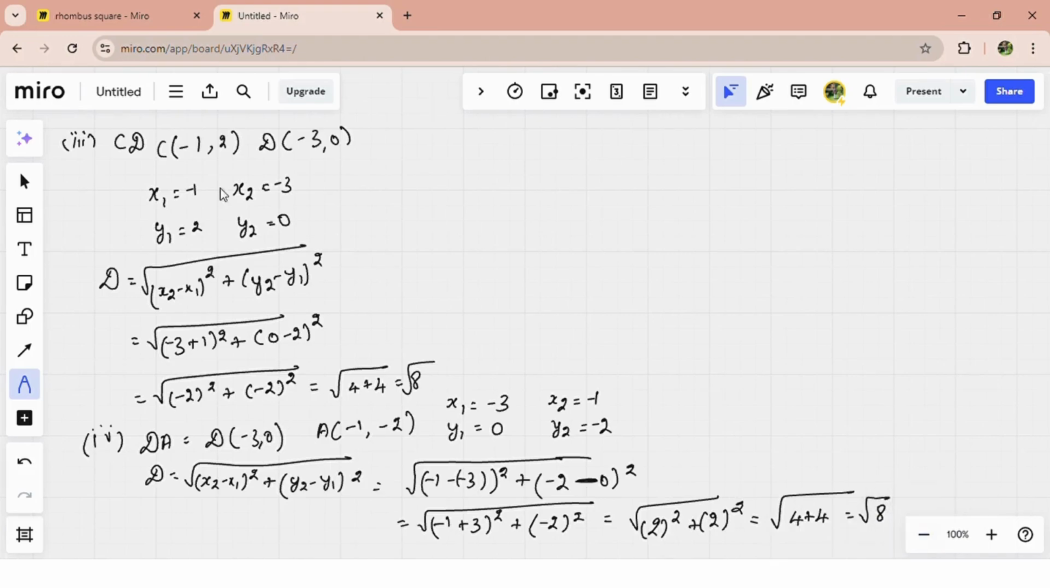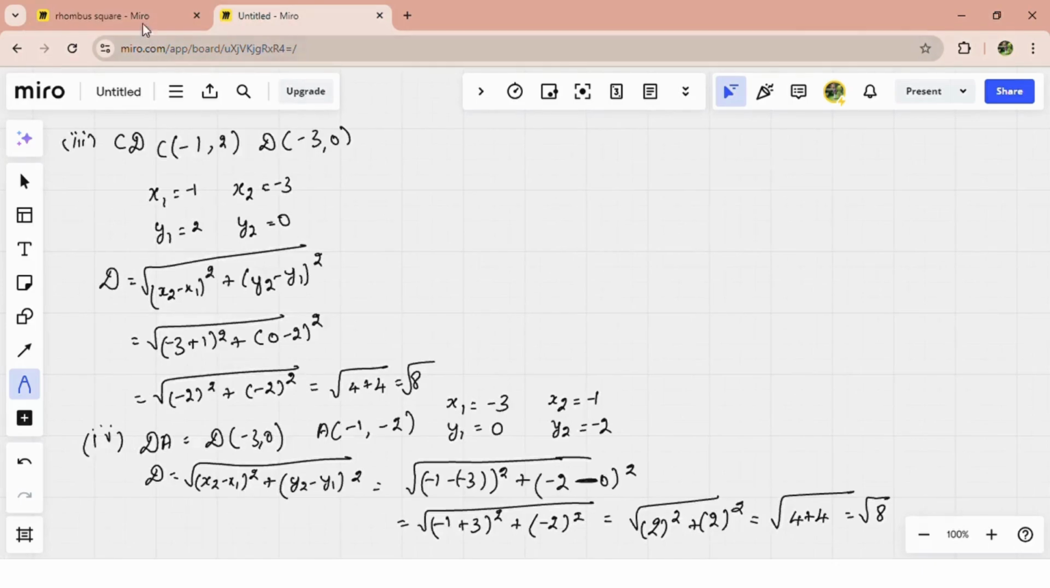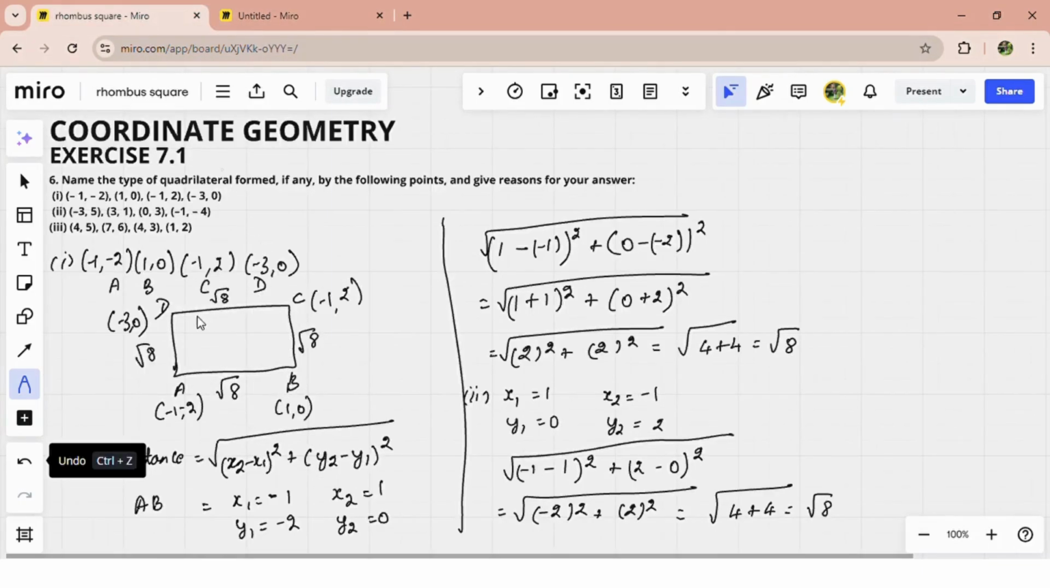Okay, so all the sides are equal. If you check AB, BC, CD, DA, all the sides are equal: AB equals BC equals CD equals DA. But it might be a square or a rhombus, because a rhombus has the property that all the sides are equal, and a square also has the property that all the sides are equal. So to find whether it is a rhombus or a square, you have to find the diagonals. If the diagonals are equal, then it is a square. If they are not equal, then it's not a square, it's a rhombus. So now we will find the diagonals, which are AC and BD.